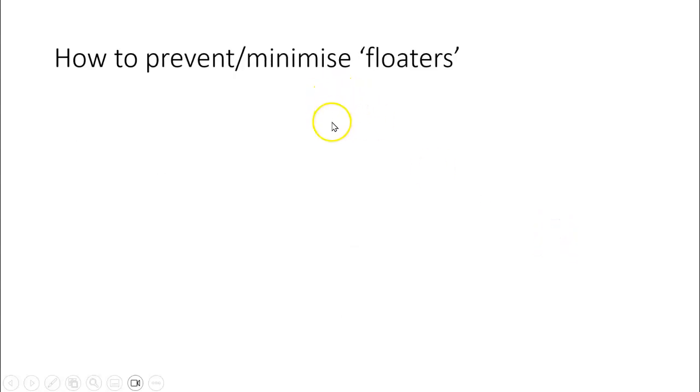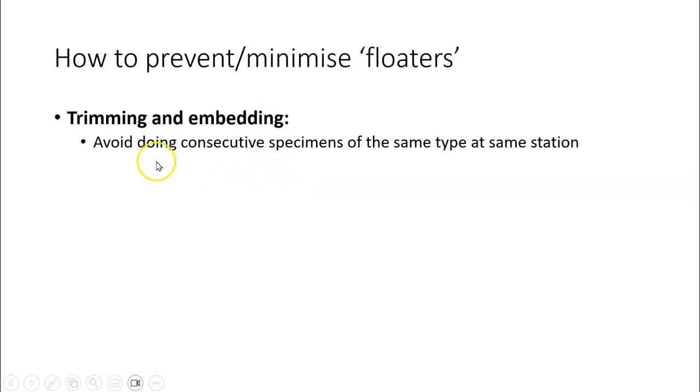So how to prevent or minimize floaters when you are trimming or embedding specimens? You should avoid doing consecutive specimens of the same type because in this instance, it becomes very, very difficult, sometimes even impossible to decide whether it's a floater or not. I know this is not always possible because we do get very high volume of certain types of specimens like GI biopsies.